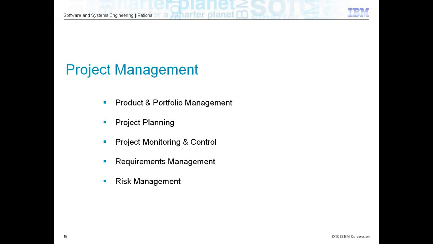Now, let's move on and try to understand project management. The second category in CMMI is project management. It has a few process areas like product and portfolio management, project planning, project monitoring and control, requirements management, and risk management. So let's understand, by using the IBM Rational set of solutions, how we can implement these process areas like product and portfolio management, project planning, project monitoring and control.